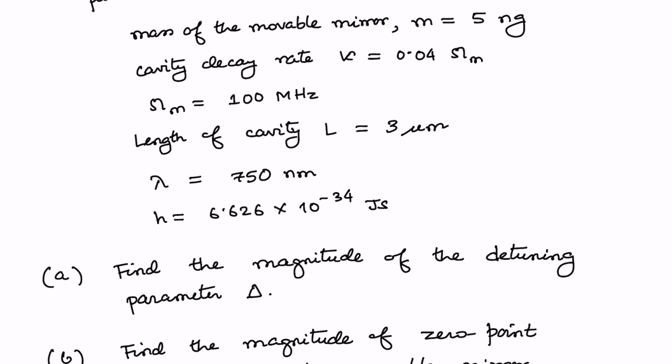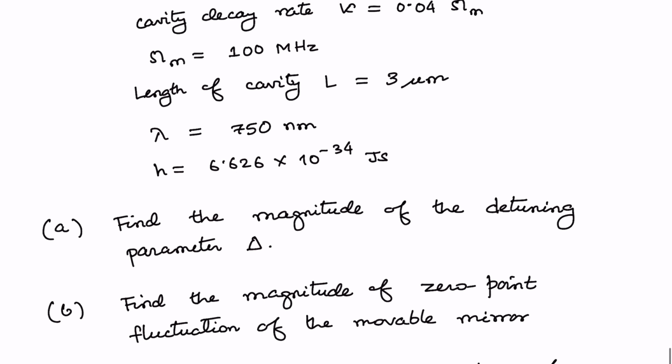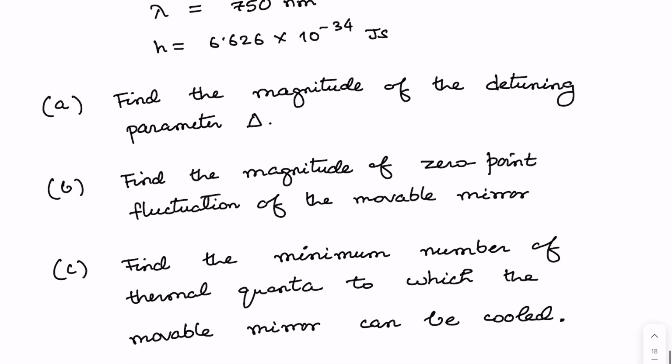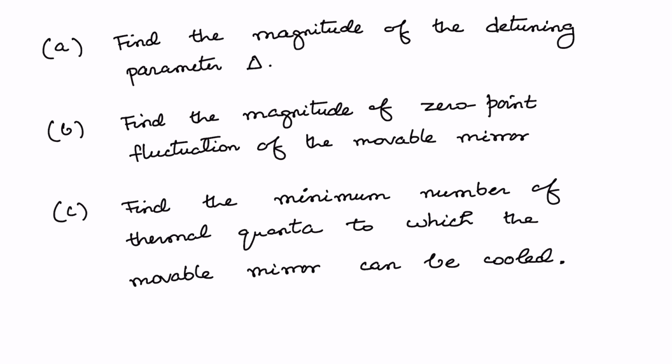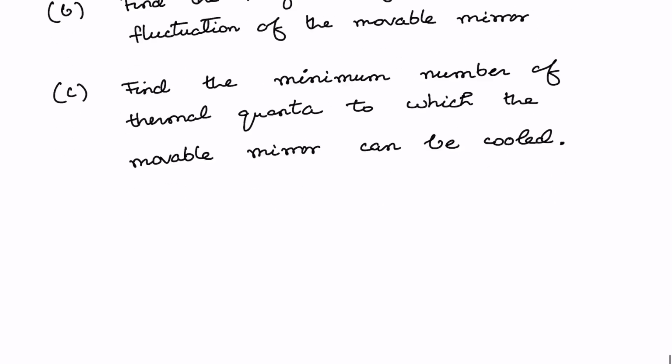Planck's constant is given as 6.626 × 10⁻³⁴ joule second. You are asked to find the magnitude of the detuning parameter Δ, then find the magnitude of the zero-point fluctuation of the movable mirror, and then finally you are asked to find the minimum number of thermal quanta to which the movable mirror can be cooled. Okay, let's do it one by one.